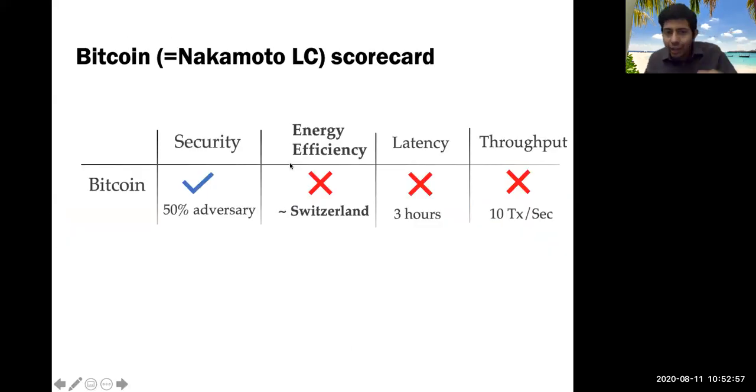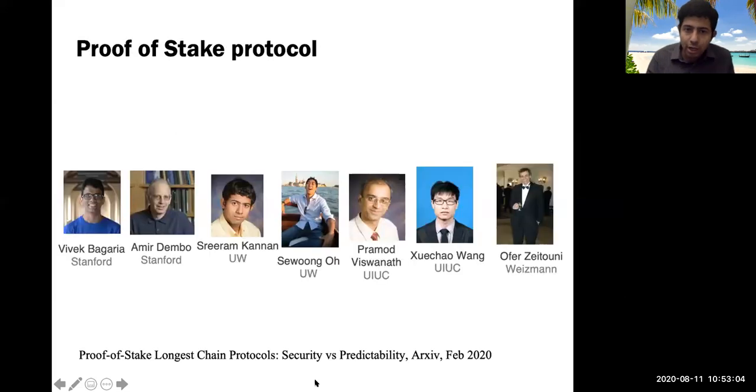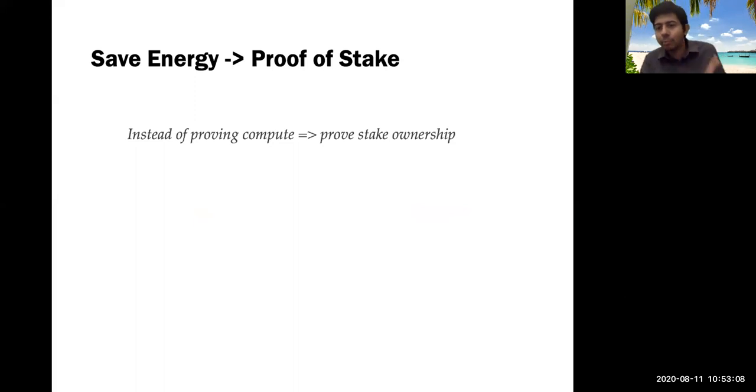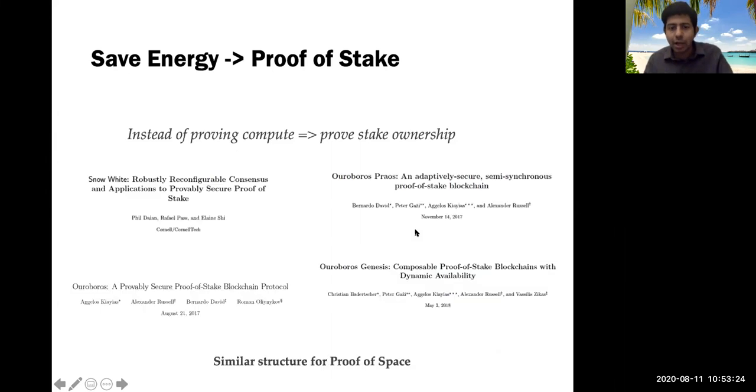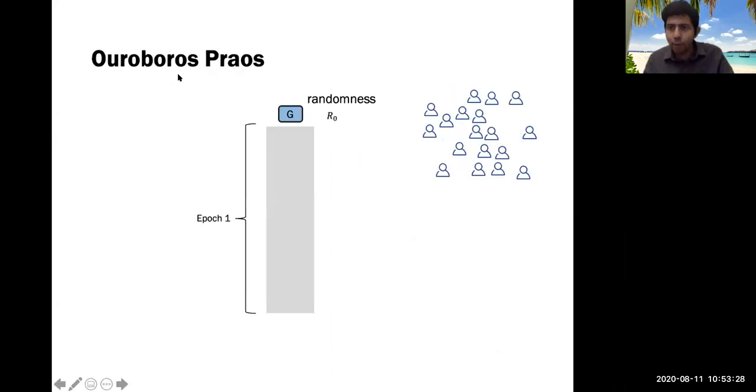Let me then skip to a second issue that motivated a whole plethora of protocols: the energy efficiency issue in Bitcoin. The basic idea behind all of these protocols is, instead of proving you wasted a certain amount of compute, you prove you own a certain amount of stake. A popular family of protocols is called Ouroboros. There are Snow White and other protocols. All of them follow the same high-level idea. You have a randomness source, and that randomness source, together with the amount of stake that you have, decides which are the time slots at which you are eligible to propose a block, and then you propose those blocks. This is the basic structure of these protocols.